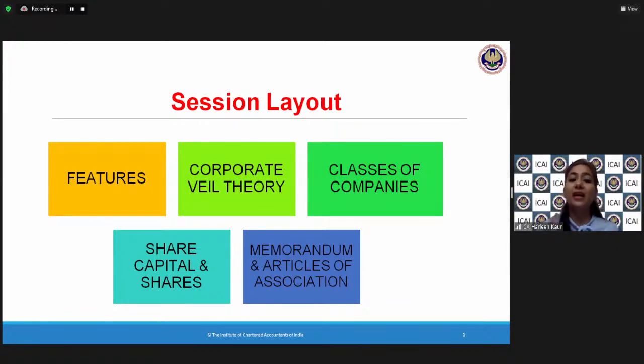First of all, we'll be having features of a company. Now, features of company is something very, very simple for you. You know why it is simple? Because you have already grabbed and learned the feature of LLP. So in LLP, already you have understood what is the meaning of corporate existence, because a partnership was having a compliance of a company and we were given a corporate existence.